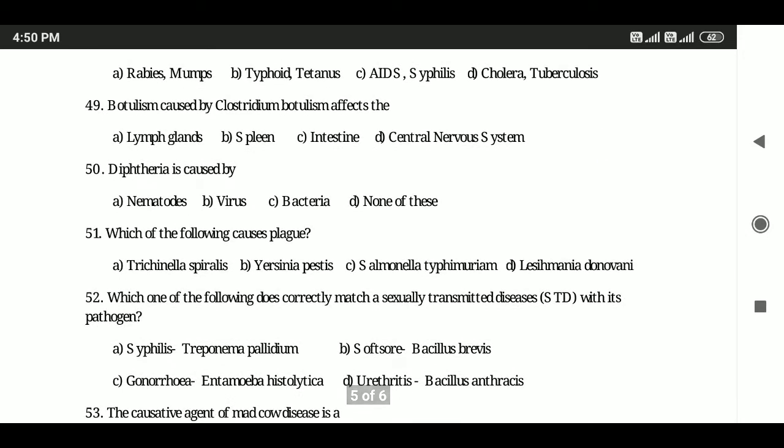Diphtheria is caused by nematodes, virus, bacteria, none of these. Diphtheria is caused by a bacterium called Corynebacterium diphtheriae. So it is C, bacteria.